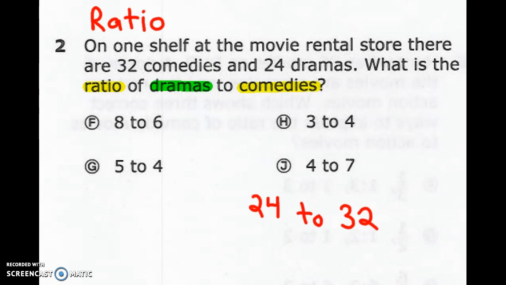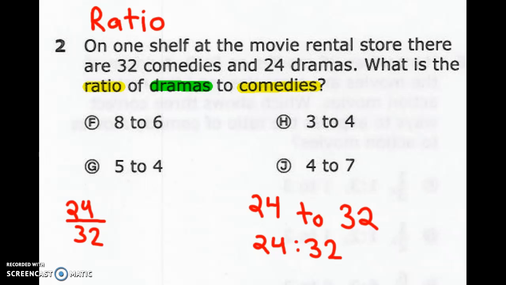So here's my answer, 24 to 32, which can also be written as 24 colon 32, or it can be written as 24 over 32. Okay. What I notice about my answer is that the smallest number goes first. So I'm going to look at my answer choices and eliminate any answers that the smallest one is not first.